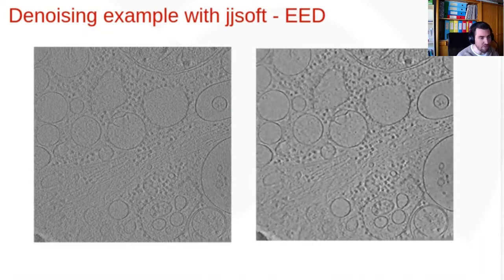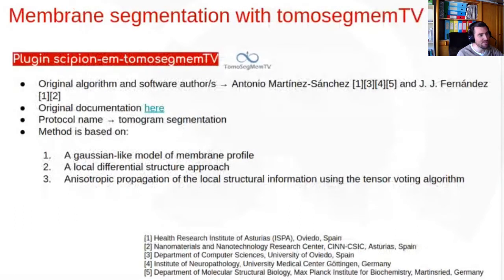This is an example which has been taken directly from the tutorial we're going to go through later. And this is the original in situ tomogram and the result after applying the JGSoft denoiser with the EED algorithm. As you can see, the contrast has been considerably increased. And what else? Once we have this, it's a good moment to go to the membrane segmentation.